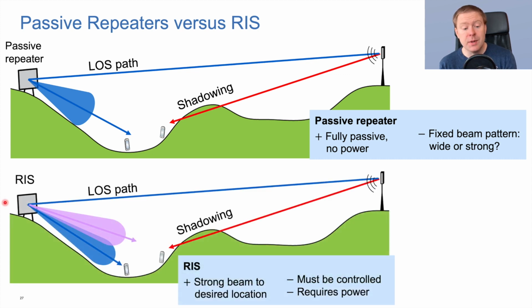So a reconfigurable intelligent surface is something we could deploy at the same location, but now we could instead change its properties over time. We can have a stronger beam, which is more narrow, but we can change it depending on if we are serving this user or this user. So stronger beams are possible, but we must control the signals. And at least when we are reconfiguring the surface, we require some power consumption.